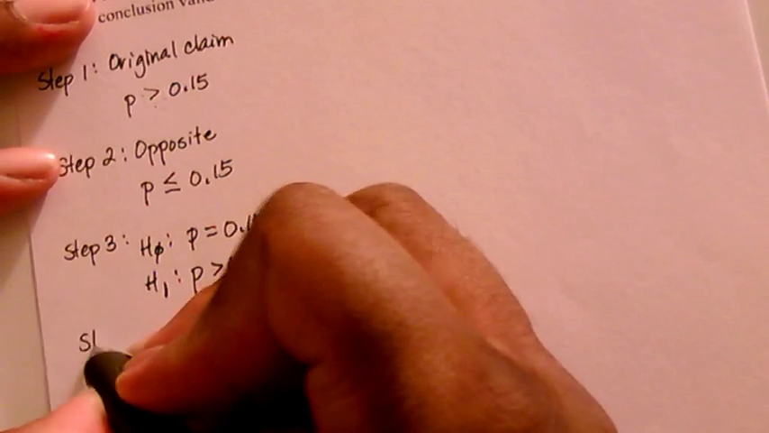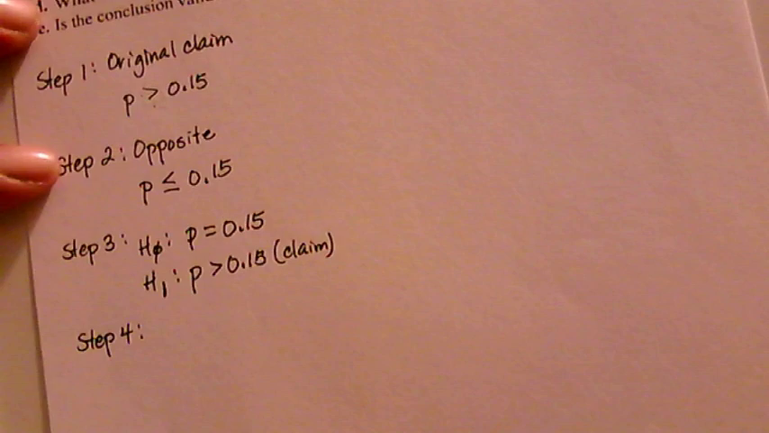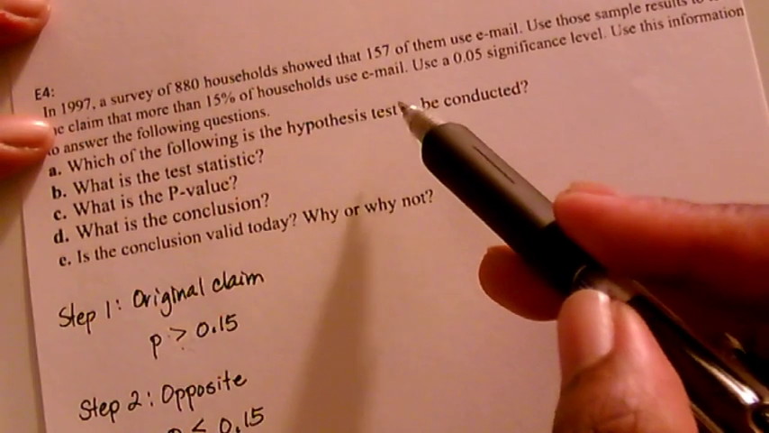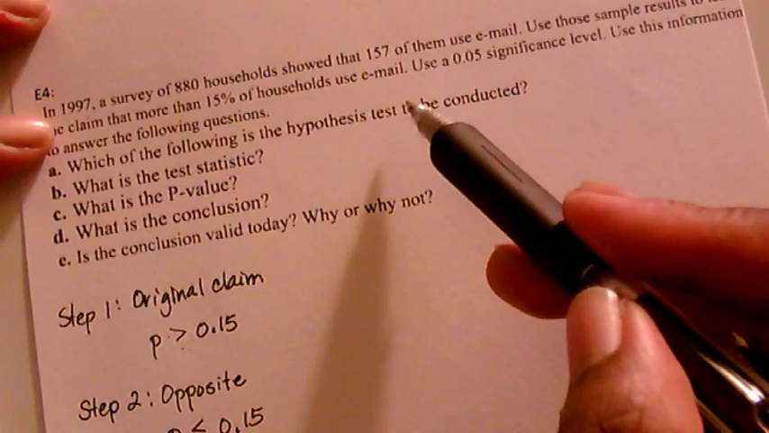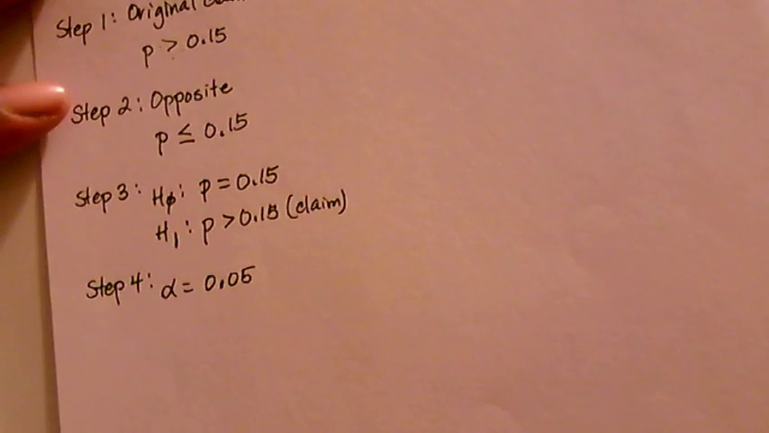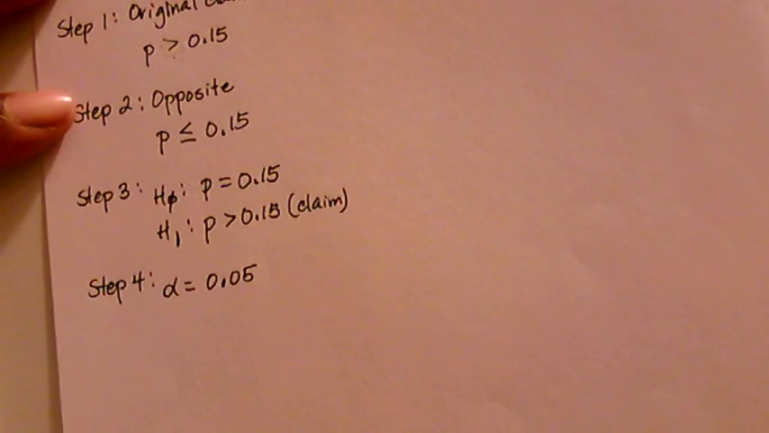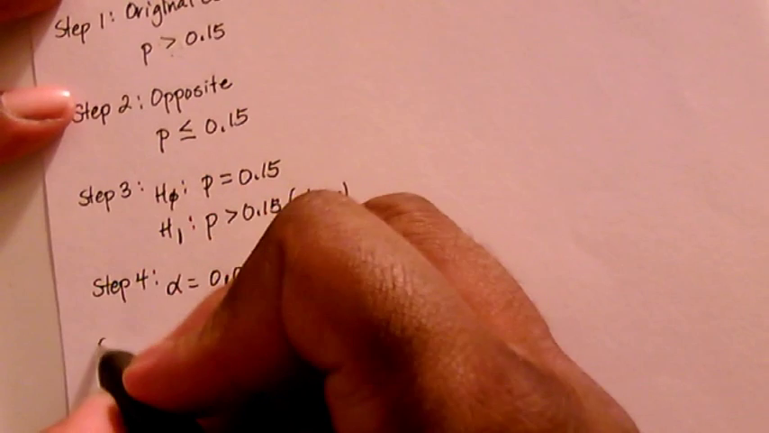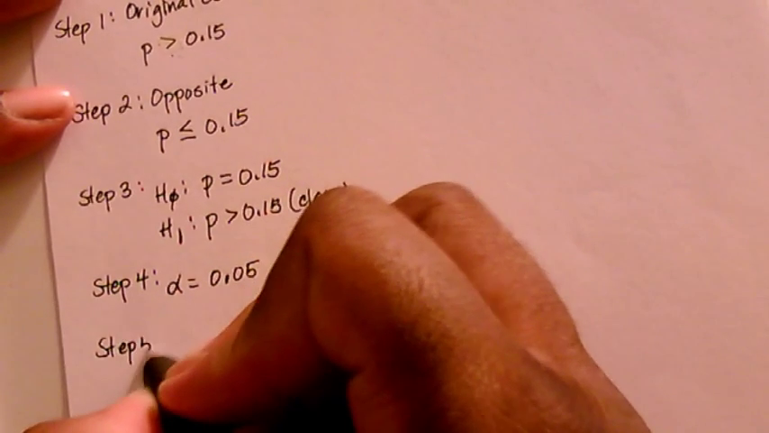Right, step 4 is stating the level of significance. In this problem right here, the level of significance is 0.05. That's given to us, so that's going to be your alpha level, 0.05. And then step number 5 is calculating your test statistic.